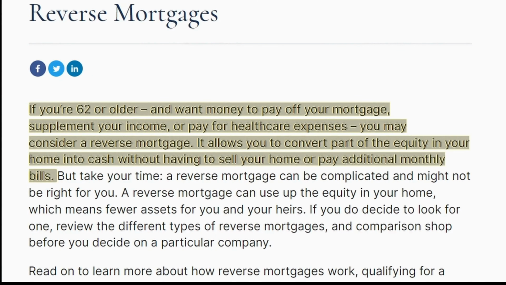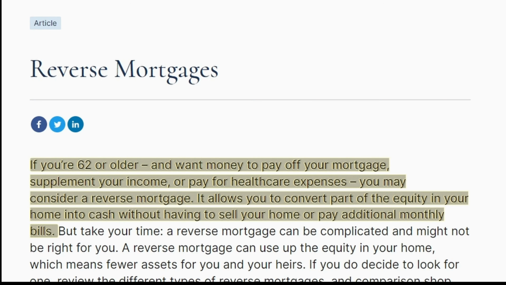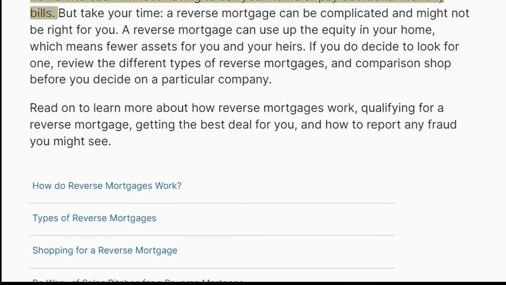Well, we go right here. If you're 62 or older and want money to pay off your mortgage, supplement your income, or pay for healthcare expenses, you may consider a reverse mortgage. It allows you to convert part of the equity in your home into cash without selling your home or paying additional monthly bills. All right, so let's go down through and see what it explains here.